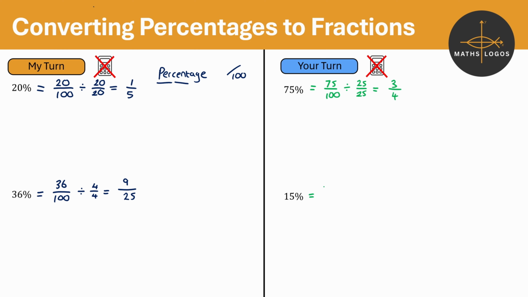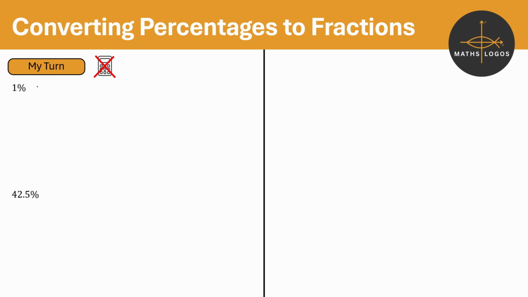Next one, 15% is 15 out of 100. Divide through by 5 on the numerator and denominator. I know they're divisible by 5 because this ends in a 5 and this ends in a 0. 15 divided by 5 is 3, and 100 divided by 5 is 20. So 15% is 3/20.